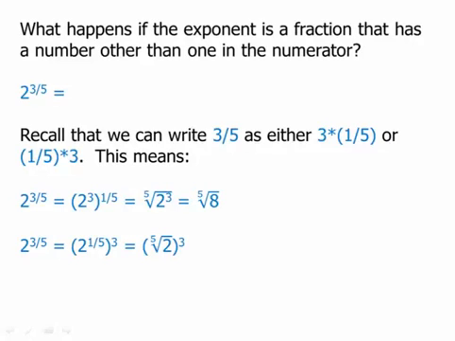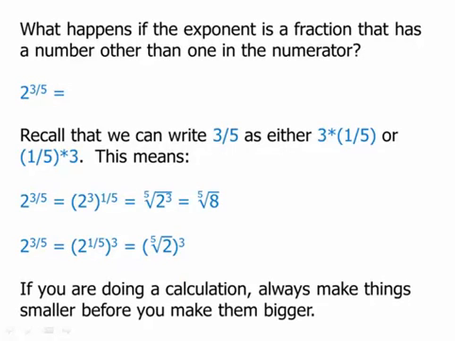Another way I could do it would be to write the 5th on the inside. So on the inside, I have just the 5th root of ordinary 2, and on the outside, I'm cubing it. Either one of those is perfectly fine. And I will say, if you actually have to do a calculation, if you have to actually choose between these two, always make things smaller before you make things bigger. That's a very important point of strategy.